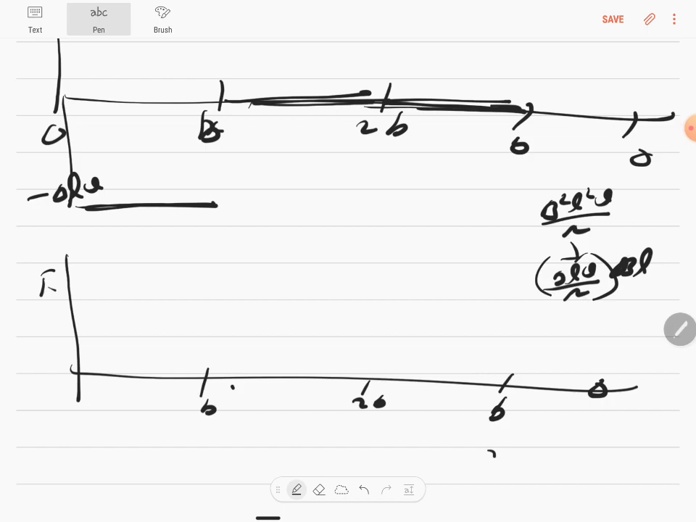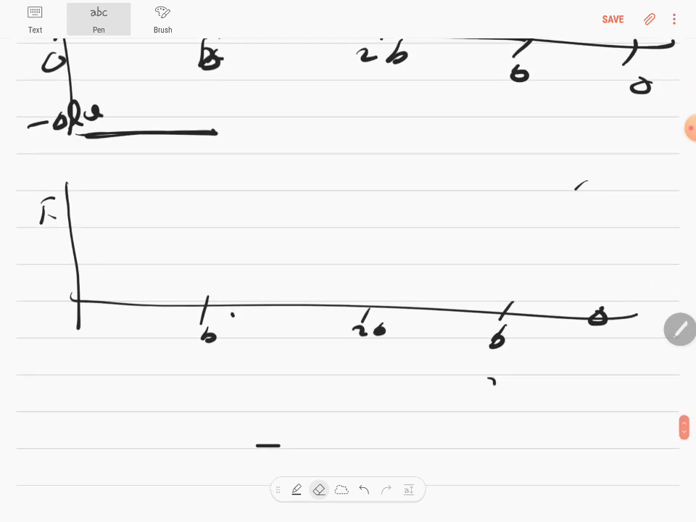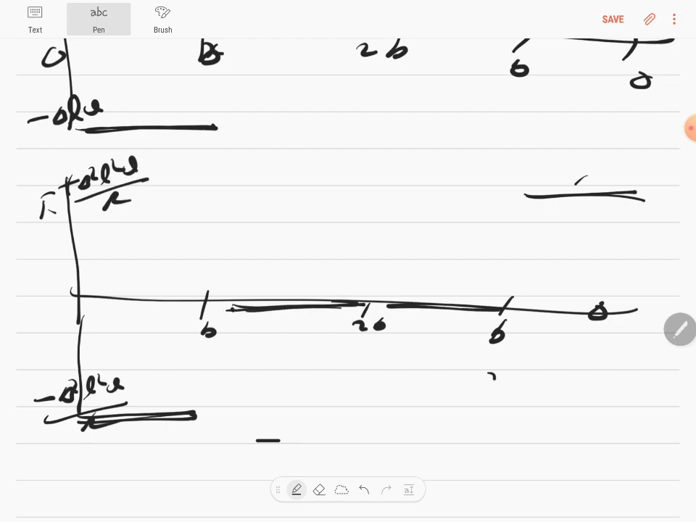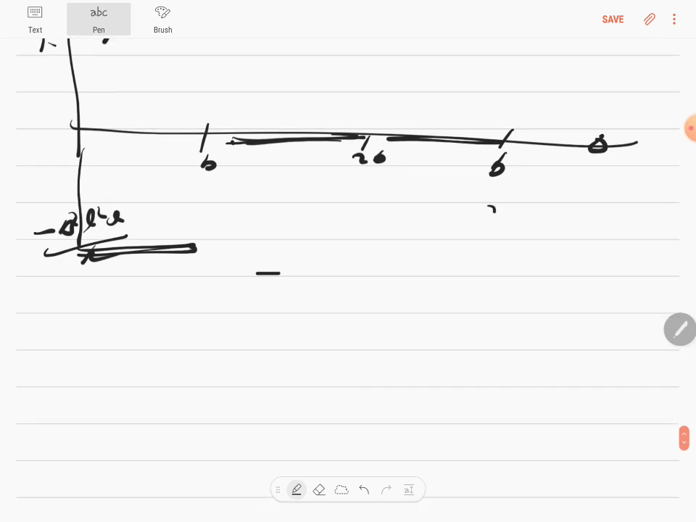Force is a vector, so if EMF is negative, the force will also be negative. Here EMF is negative, so force will be minus B squared L squared v by R, and it's positive when it is plus B squared L squared v by R. When the EMF is 0, the force will be 0. Can I go to the next term?